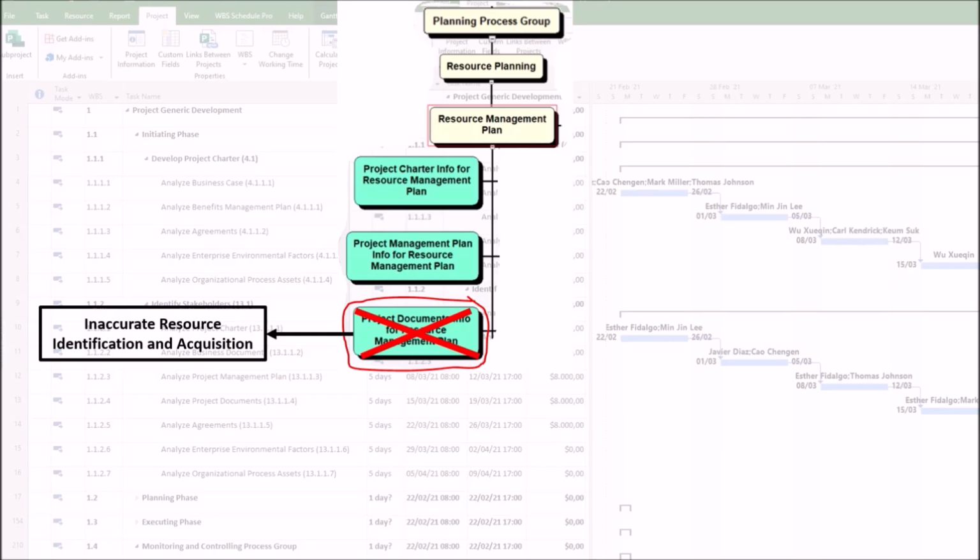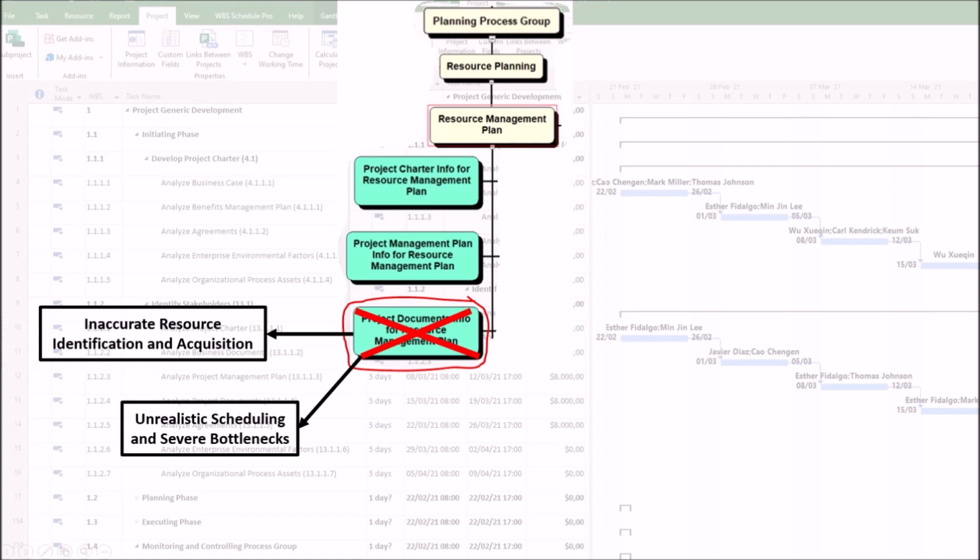Second, poor requirements analysis. Ignoring the requirements documentation may mean you miss a critical certification, security clearance, or industry-specific experience needed to meet quality or compliance standards. You acquire a resource that is fundamentally incapable of doing the work.